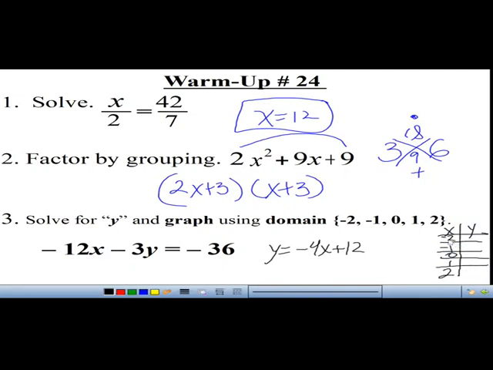And then your table, x, y, your domain, -2, -1, 0, 1, 2. When x is -2, you substitute that in there. You should have gotten 20. -1, you should have gotten 18. 0, you should have gotten, oh, my bad. Let's see, -2 should have gotten 20. -1, 16. 0, 12. 1, 8. And 2, 4. Hands if you got that. Okay, good.